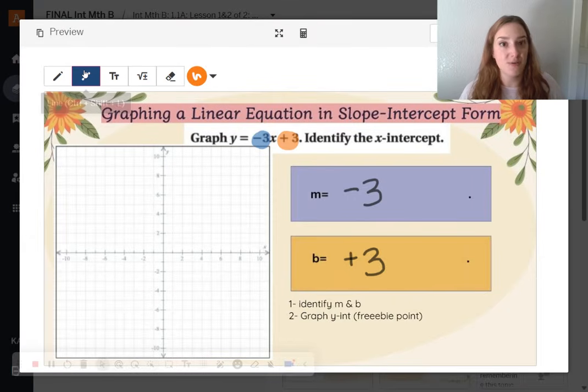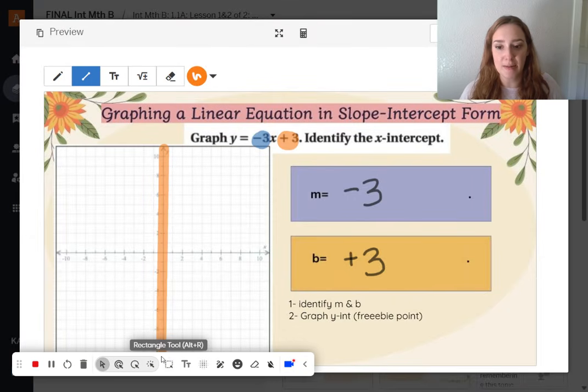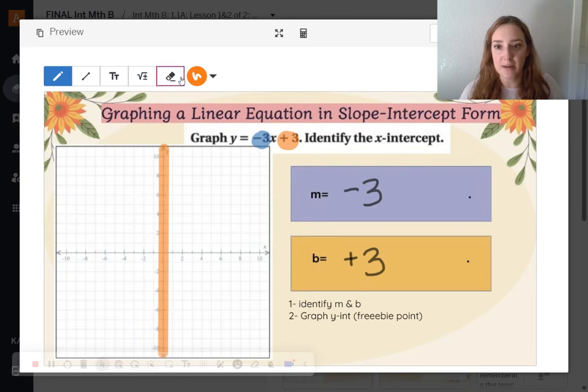Amplify, whatever we want to call it now. Use that line tool. You're going to drag and drop. And let's see here when y is 3. So positive 3, that's between 2 and 4. Bam. That's our freebie point.